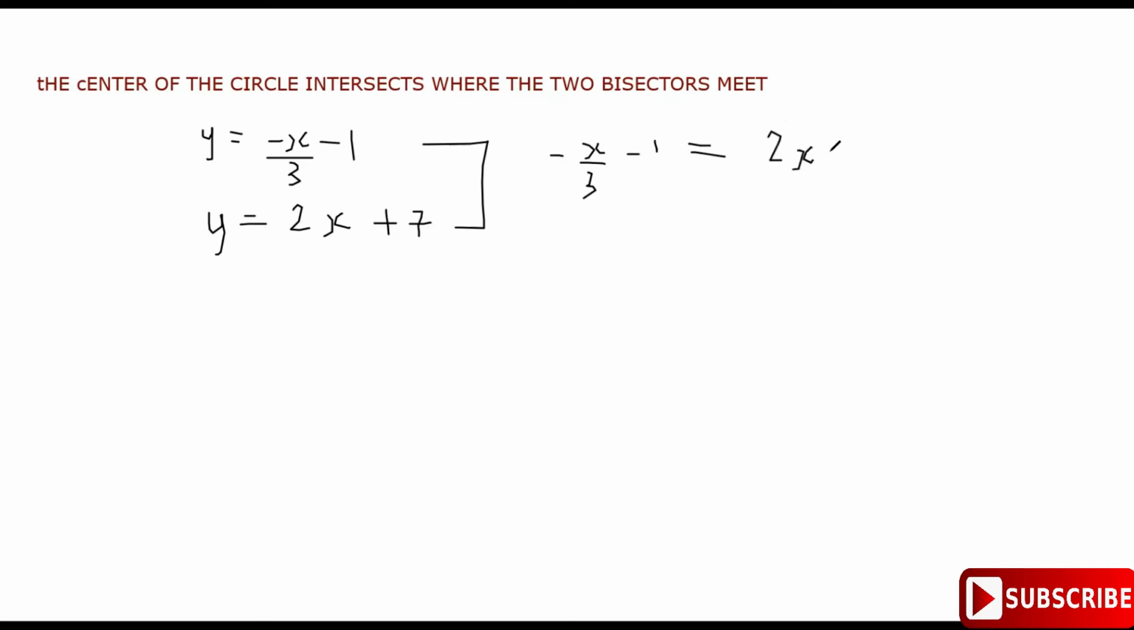Now what we can do is group the x on one side and the numbers on the other. So bring over the 1 to get 8, and bring over 2x. So we have minus x over 3 minus 2x. Let me see, 2 can be written as 6 over 3. So that's minus 7 over 3x equal to 8. Multiply through by 3. Is that right?